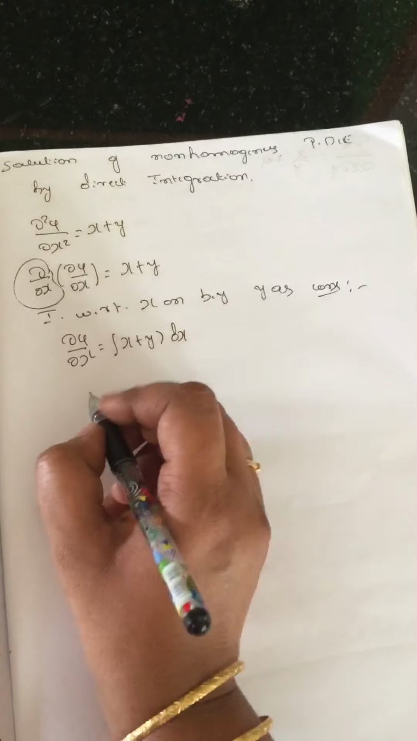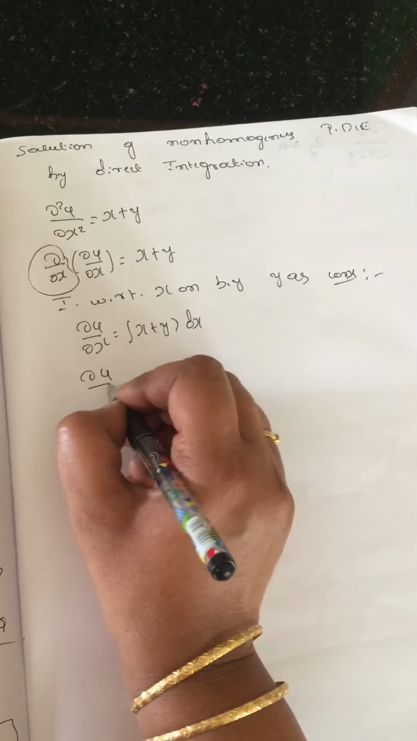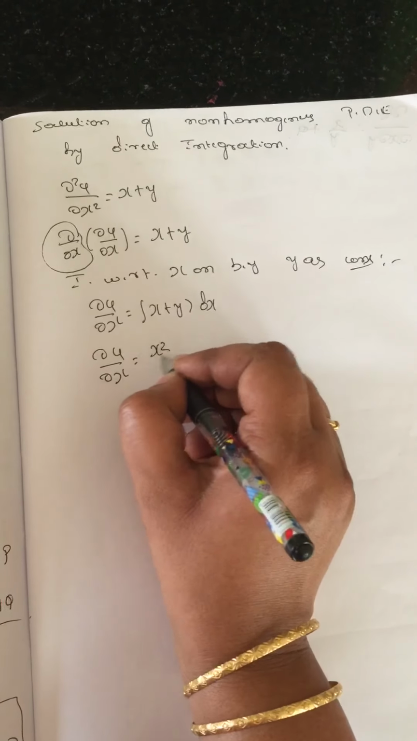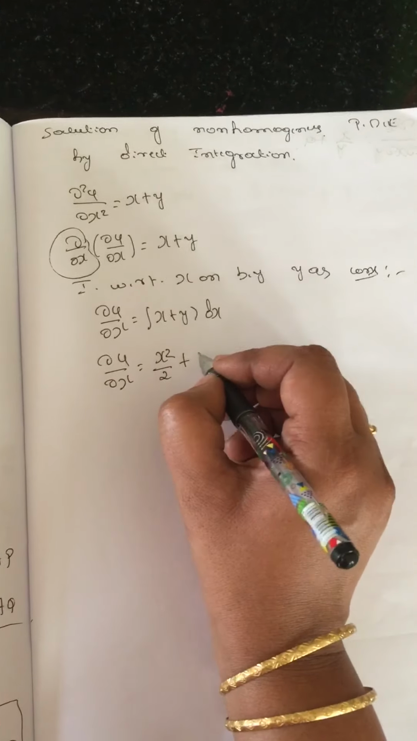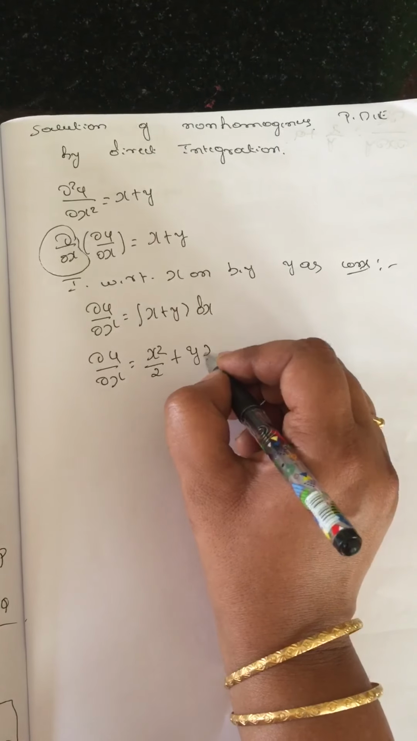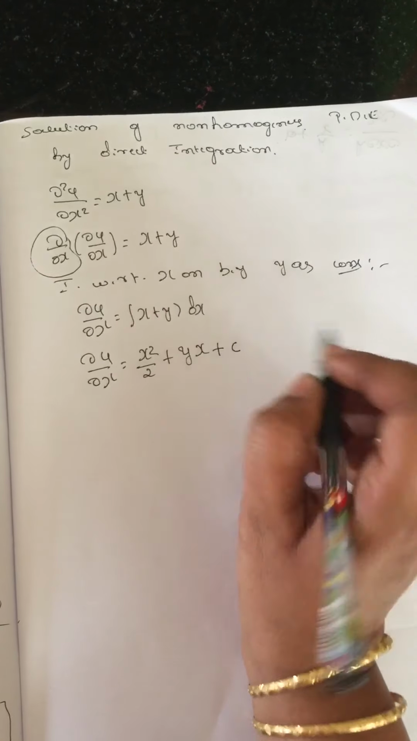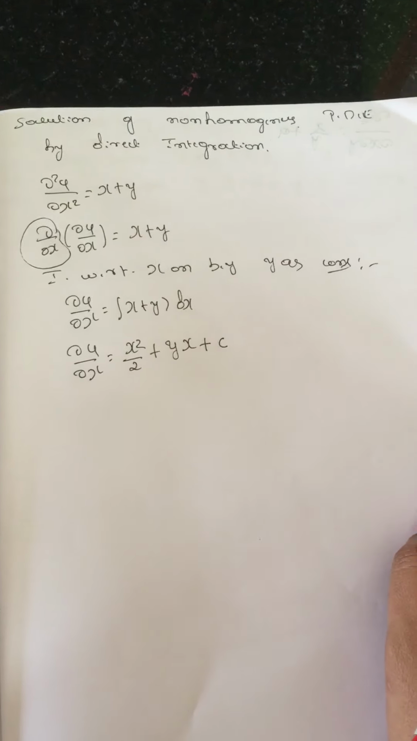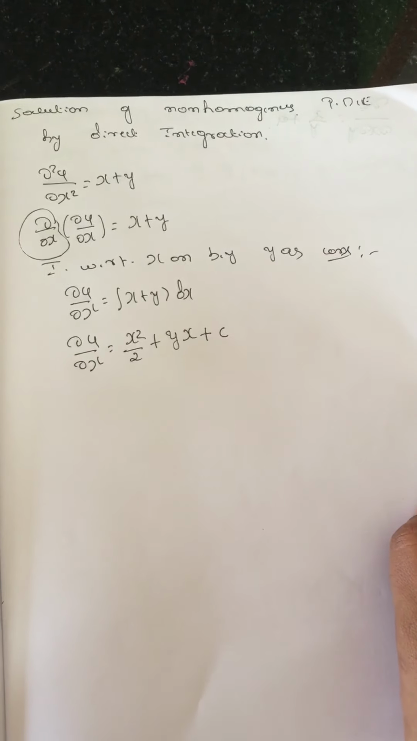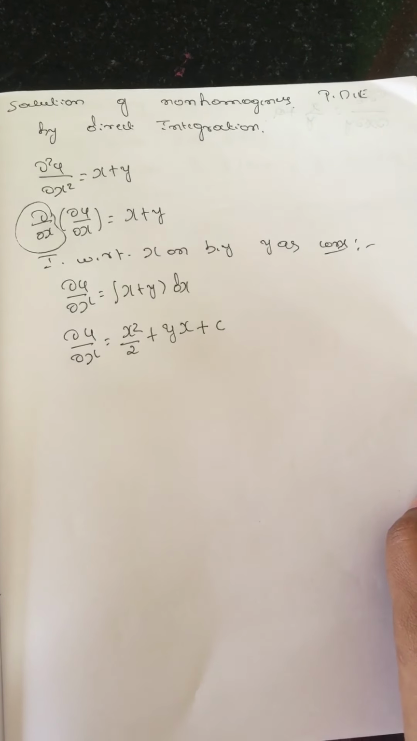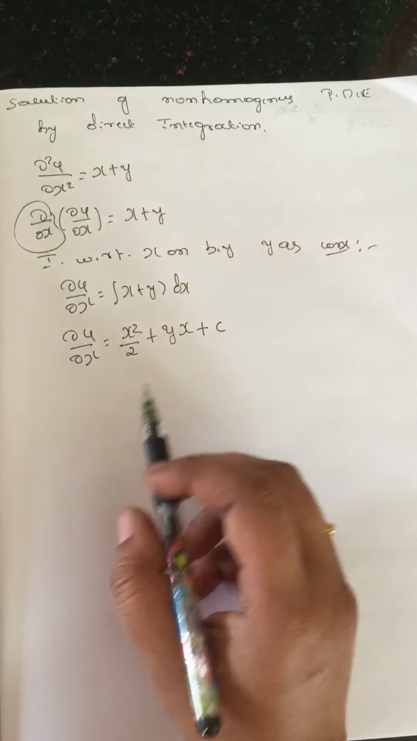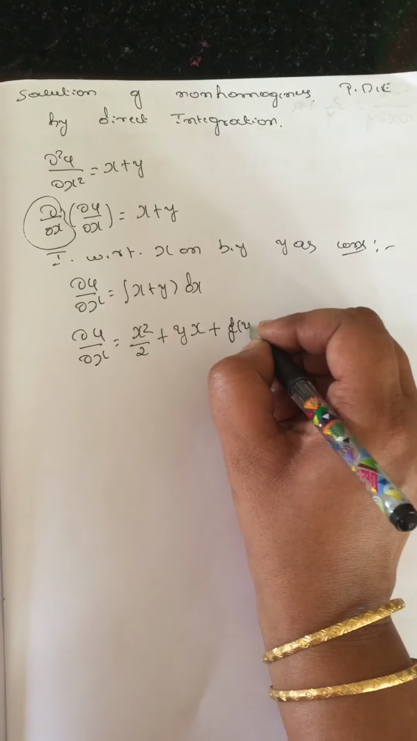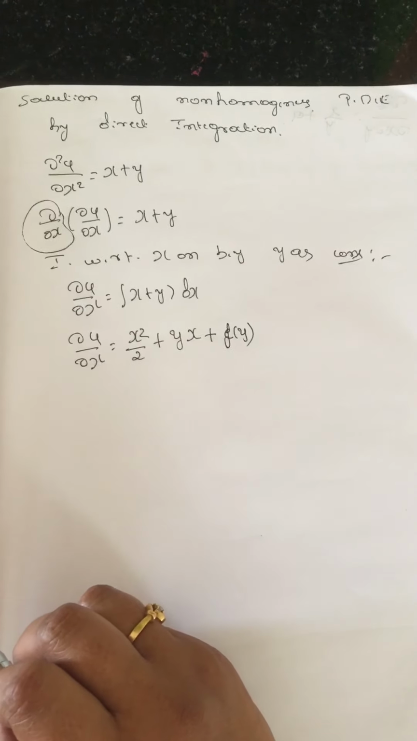dx. That is del u by del x is equal to the integral of x is x square by 2 plus y is constant, integral of constant is y x plus c. C is an arbitrary constant. Here in this case, instead of an arbitrary constant, we use an arbitrary function. Here we treat y as a constant, so the arbitrary function with respect to y, that is f of y.